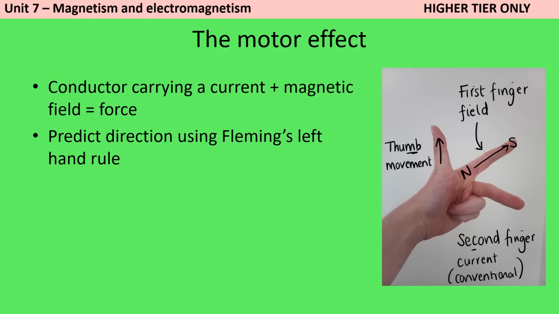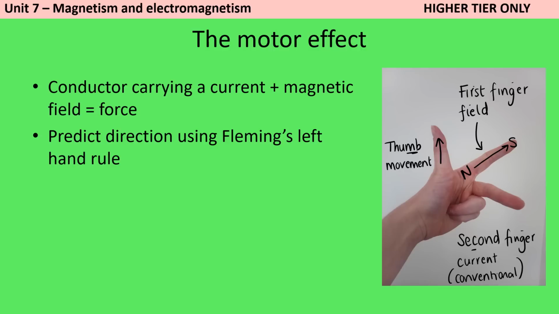So this is called the motor effect, and we predict which way the interaction is going to happen and which direction the conductor is going to move using Fleming's left-hand rule. So you need to hold out your left hand, and it has to be your left hand, so that your first finger and second finger are at 90 degrees to each other, and then your thumb is also at 90 degrees. So you're sort of 90 degrees in 3 dimensions. Now your first finger represents the direction of the magnetic field, which goes from north where your hand is to south at the end of your finger.